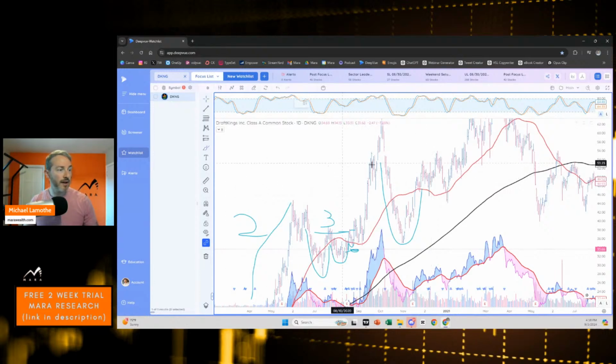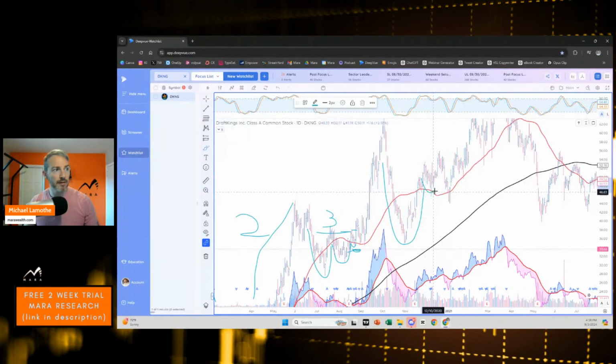So let's draw that out. You get a little bit tighter over here, but then you get looser again. Do you see that? So what does all that mean? That means that you're going through a bit of a character change.